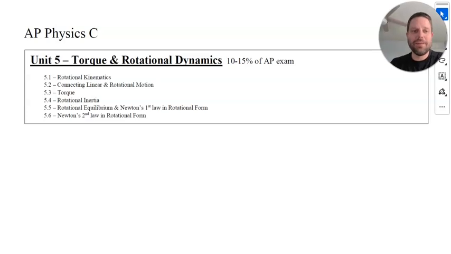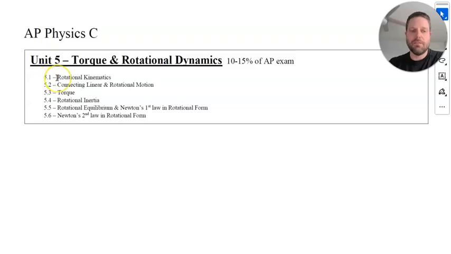Hi everyone, we're going to do a rundown of Unit 5, which is on torque and rotational dynamics. This is also known as angular kinematics and torques. So kind of like Unit 1 and 2 that we did in rotational form. So this is going to be broken into 6 sections.